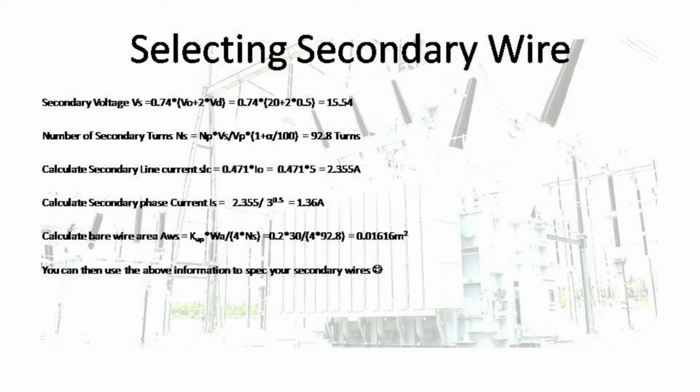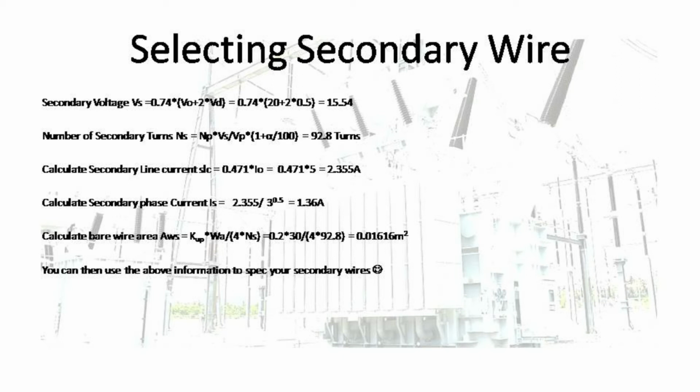Now, with the secondary voltage side, your secondary voltage can be calculated using the formula 0.74 times VO plus 2 times VD. Now, as with a lot of these arbitrary values, you might be questioning why is it 0.74 specifically, right? Well, these factors are actually based on your transformer configuration. So in this case, remember what I said about the given table: the configuration that we're using is delta delta.